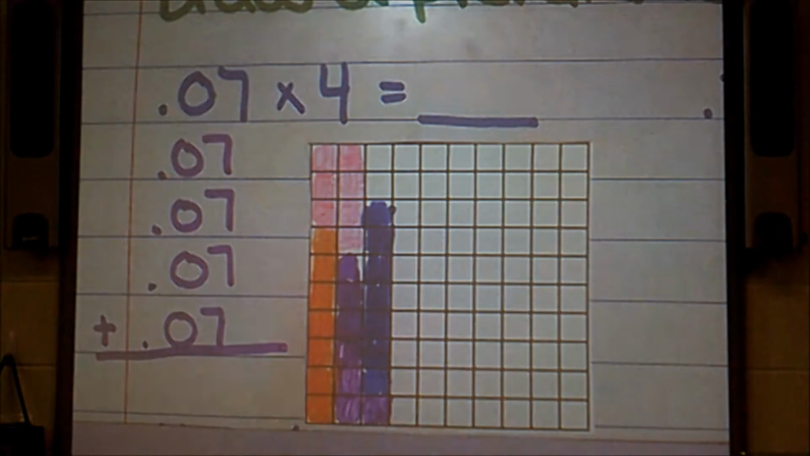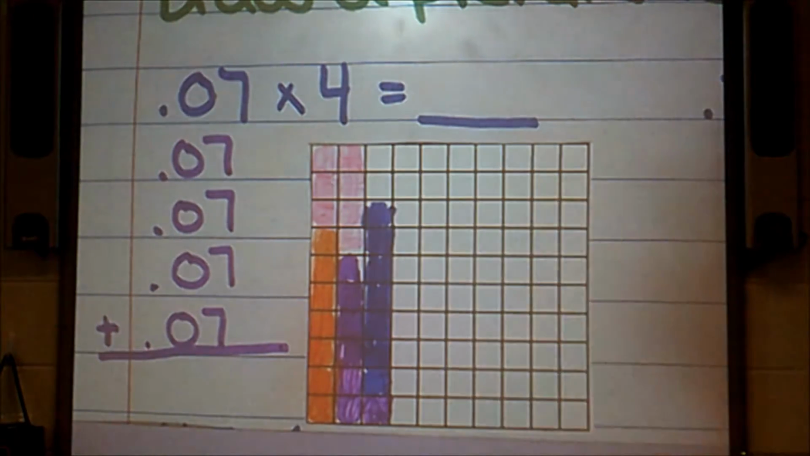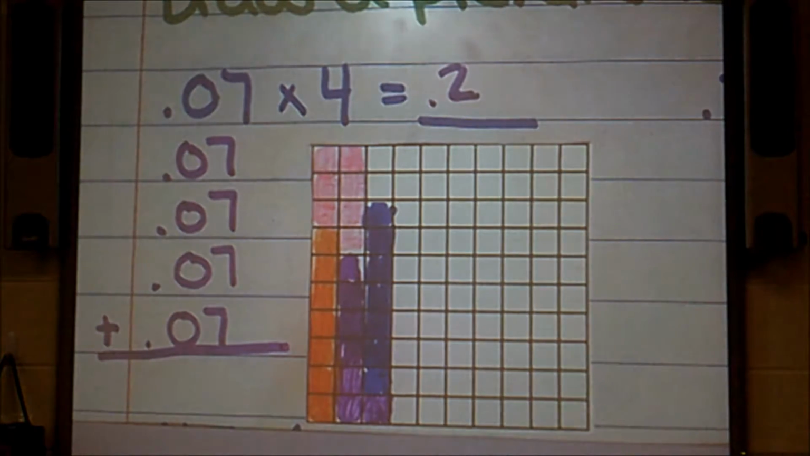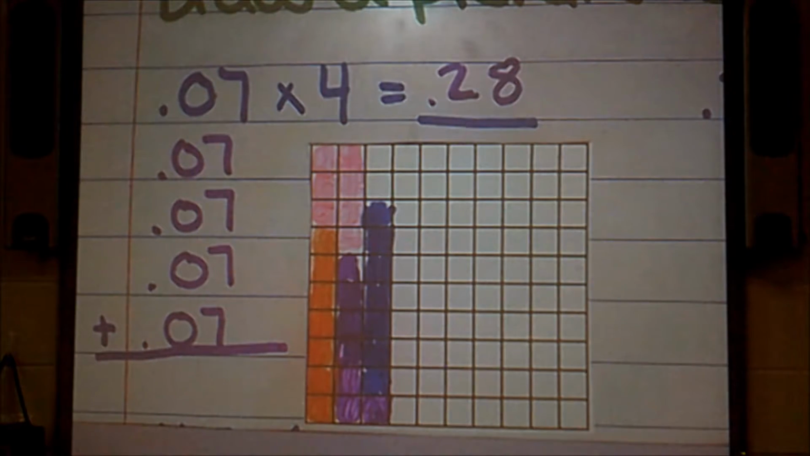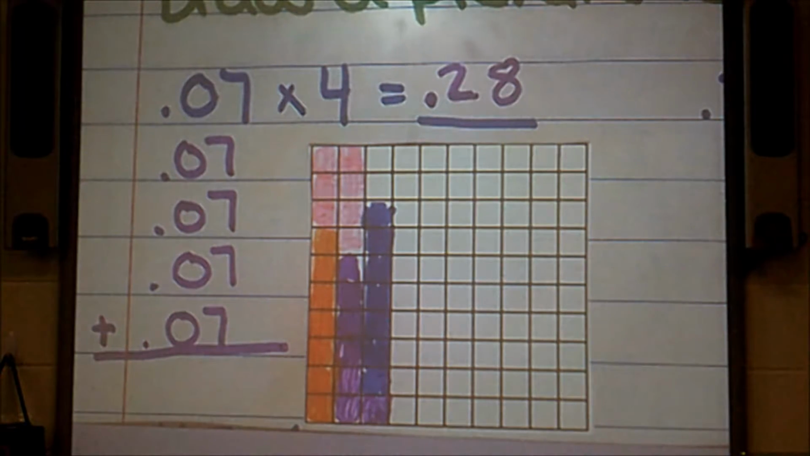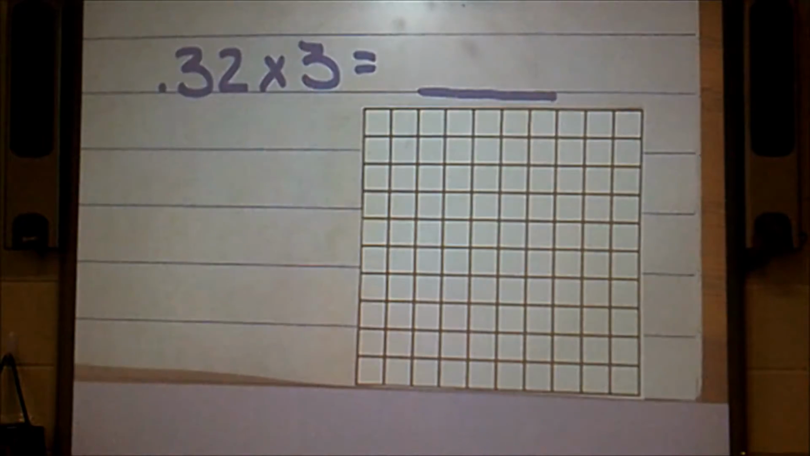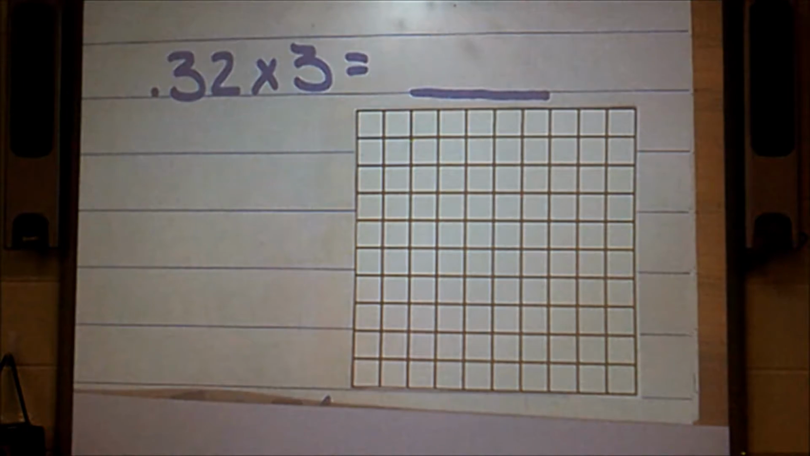How many are shaded in? Well, I have 2 tenths all the way shaded in, and then another 1, 2, 3, 4, 5, 6, 7, 8. So I have 2 in my tenths place and 8 in my hundredths place. So my product of 7/100 times 4 is 28 hundredths. We're going to move on to another problem to see how you do. Again, it might be helpful if you have a grid to help you fill it in, or you could draw a picture as well.